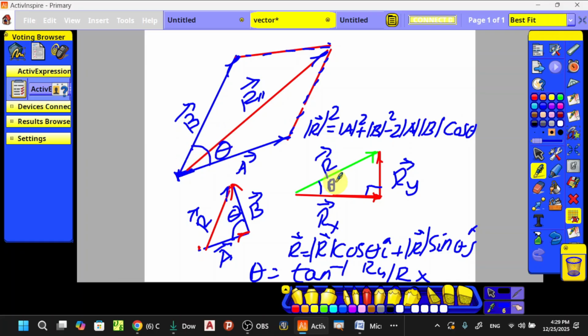The other thing we are going to see is the resolution of vectors. Let's say you have vector R here. When you resolve it along the x and y axes into Rx and Ry, R is equal to the magnitude of R cosine theta in the i direction, plus the magnitude of R sine theta in the j direction. And the angle that R, the resultant vector, makes with the x-axis is the tan inverse of Ry over Rx.